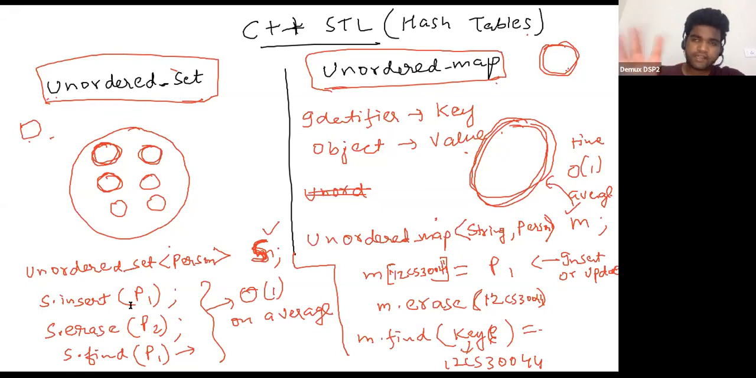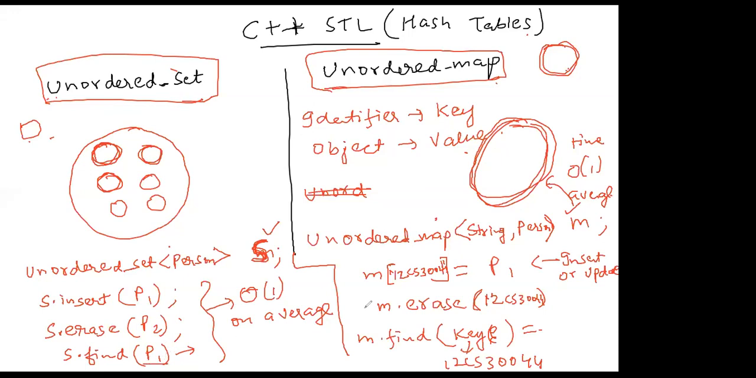So an object is an object, right? There is no key, Sriram, here. When you talk about a set, your entire data item is the entire object. So you will have to specify the entire object to find it. Right here, you will have to specify the entire person's object to find it.